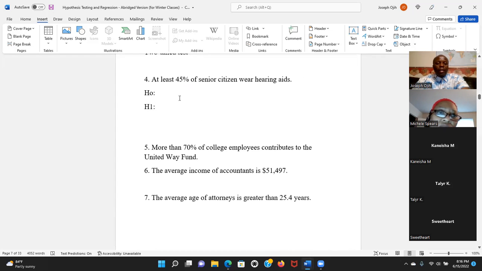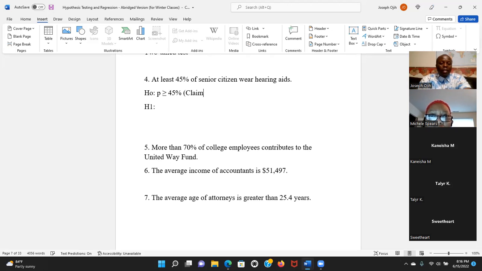So "at least" means greater than or equal to. So P. Why are we using P? Because this time we are looking at percent, not mean. P is greater than or equal to 45%, and that is the claim.